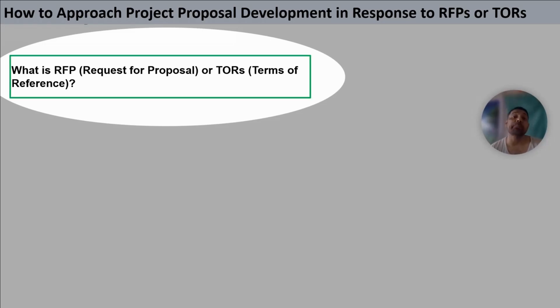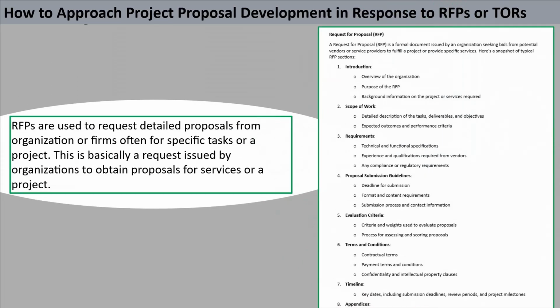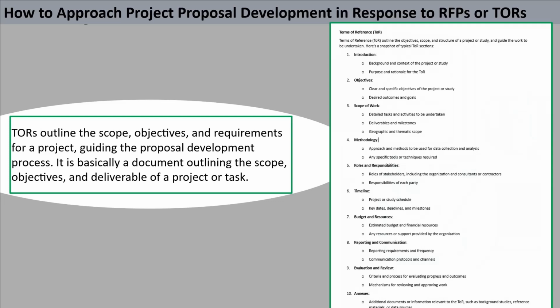Before we start, it's important to understand what a request for proposal and ToRs are. Requests for proposal are used to request detailed proposals from organizations or firms for specific tasks or activities or a project. This is basically a request issued by organizations to obtain proposals for services or a project. Similarly, ToRs outline the scope, objectives and requirements for a project, guiding the proposal development process. It is basically a document outlining the scope, objectives and deliverables of a project or a task.